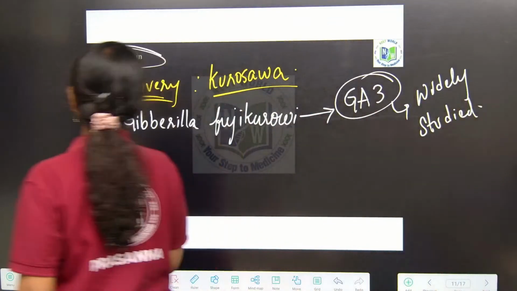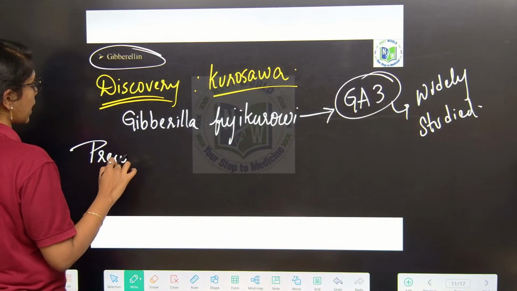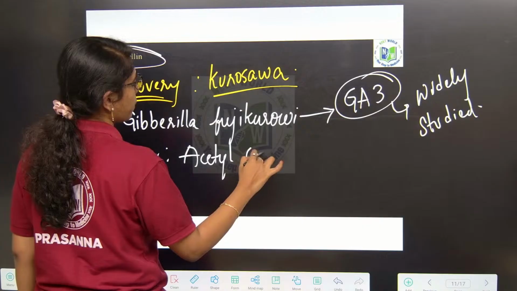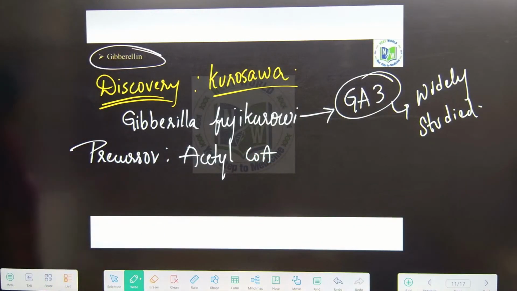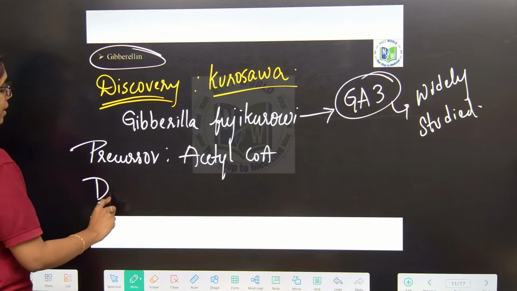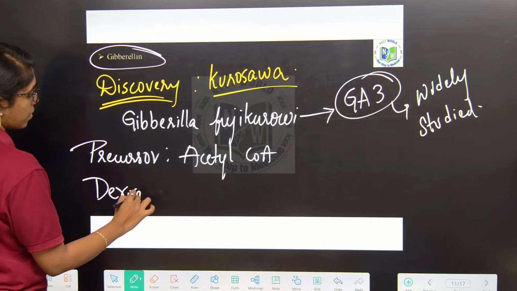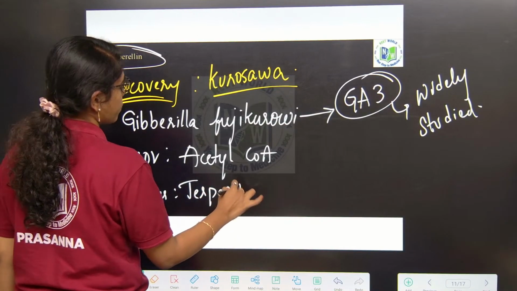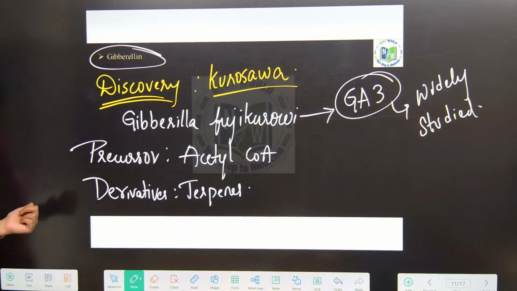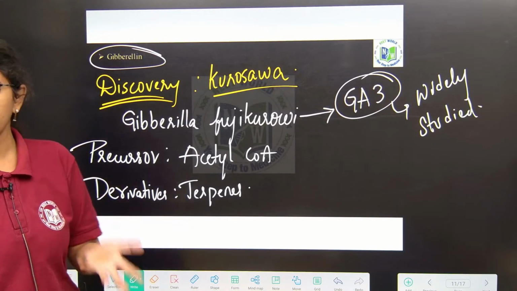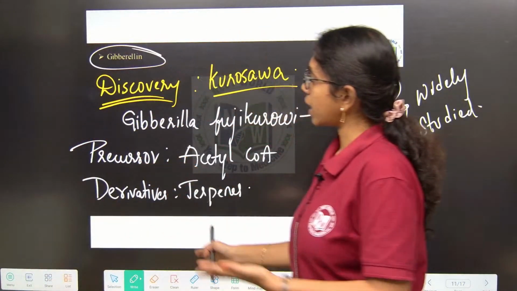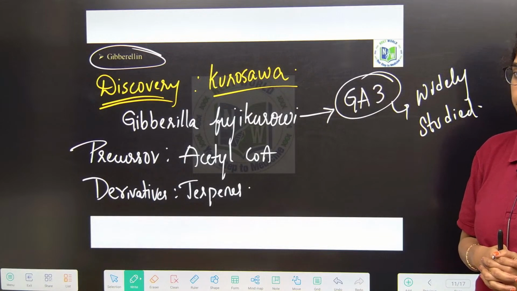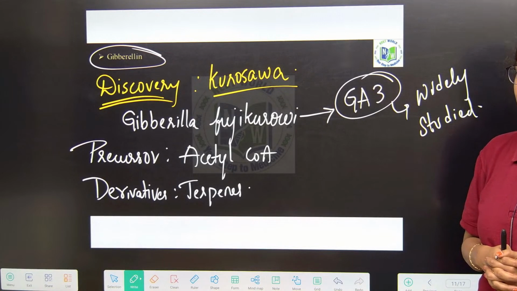And then what are the precursors of gibberellic acids? Acetyl-CoA is the precursor of gibberellic acid. And derivatives are terpenes. So how will you identify precursor and derivatives? What is the difference between precursor and derivative? Why are we learning precursors and derivatives of these phytohormones? Precursor is what was there before gibberellin, and derivatives are what can be formed from it.